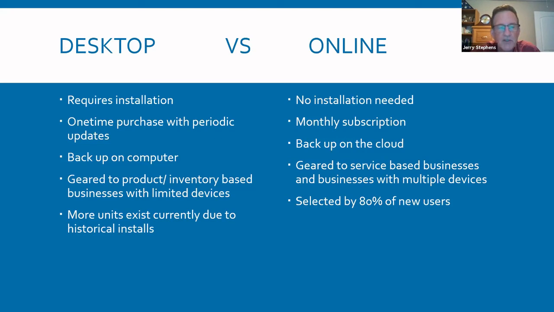Because the information resides on your computer, it's really incumbent upon you to back up that computer with that data. Whether that's a hard drive, or if you have an online place, you can do that, but that responsibility is on the owner themselves. Desktop tends to be geared towards product and inventory based businesses that don't have a lot of devices, and by devices I mean people wanting to access QuickBooks through cell phone, iPad, etc., because it does reside just on the one device.